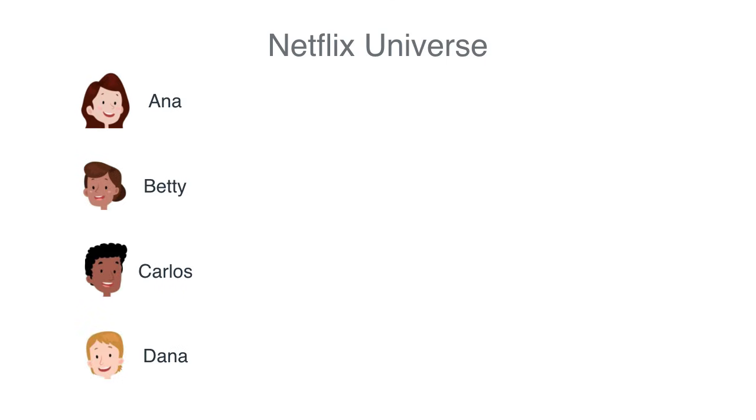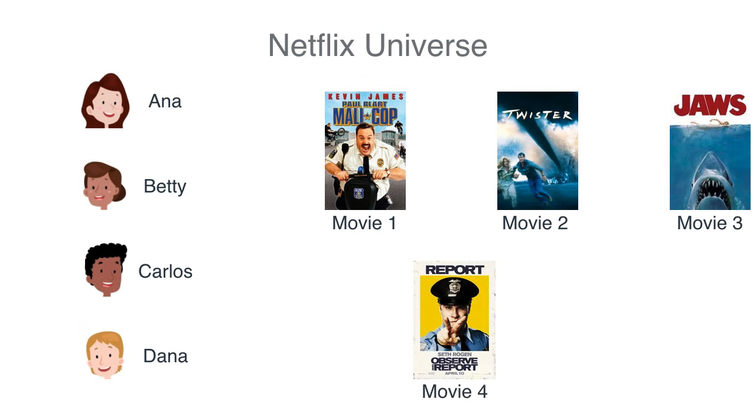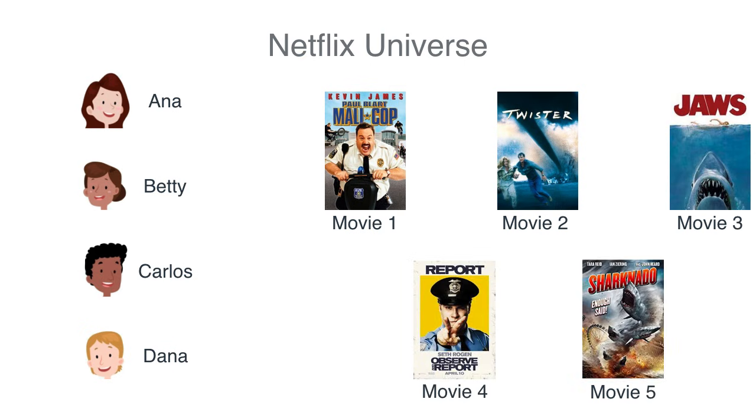So let's get started. Let's say we have a Netflix universe, and in the Netflix universe, we have 4 people: Anna, Betty, Carlos, and Dana. And we also have 5 movies, movies 1, 2, 3, 4, and 5. And the users are going to assign ratings to the movies from 1 to 5 stars. And the point is we're going to try to predict these ratings.